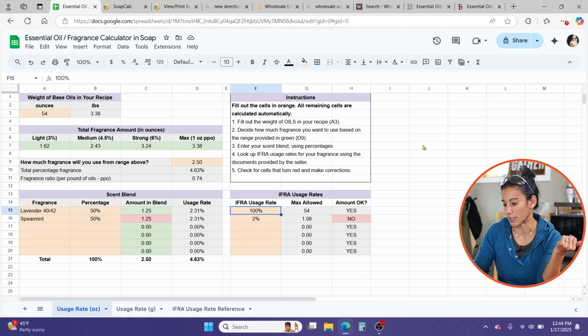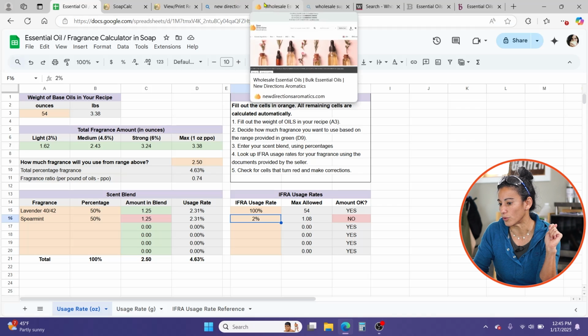And so I will show you exactly how I look up the usage rates for my essential oils. And that's what this section is here. This section is going to require a little bit of research on your part to figure out usage rates. But I do think that knowing this and understanding how it works is really empowering, because then you can create all kinds of different blends and you don't have to worry about the usage rate or whether you're doing something that you shouldn't be doing. So you'll see that the usage rate for lavender is 100% and the usage rate for spearmint is 2%. So where did I find these numbers?